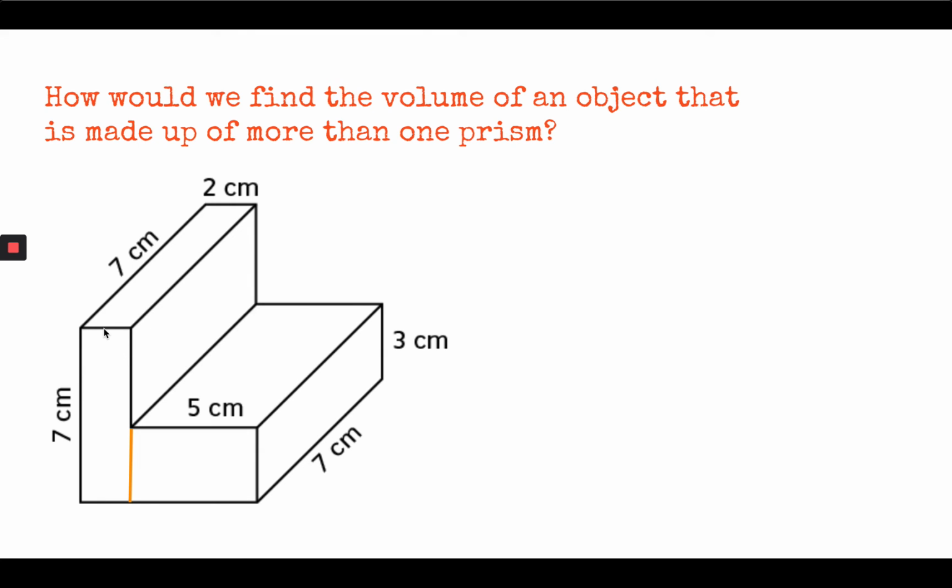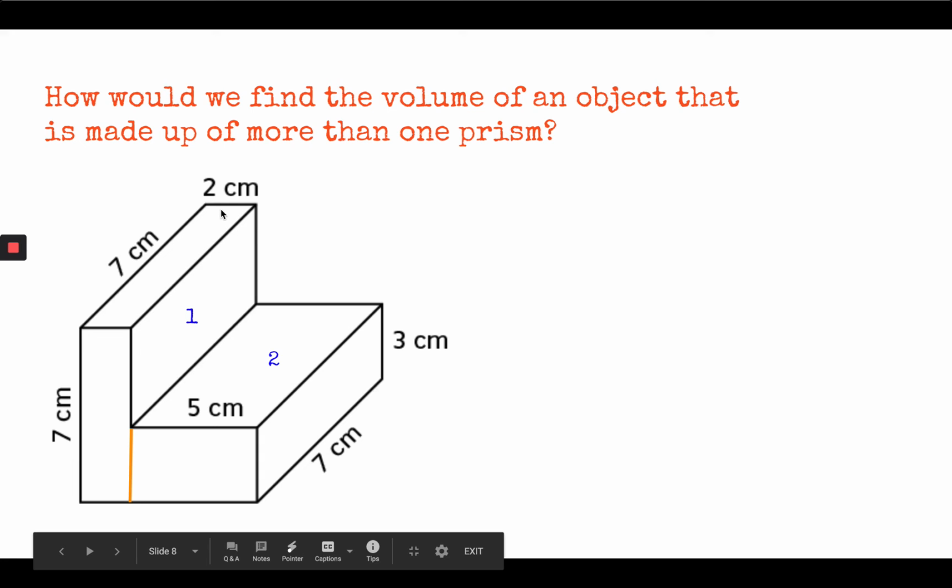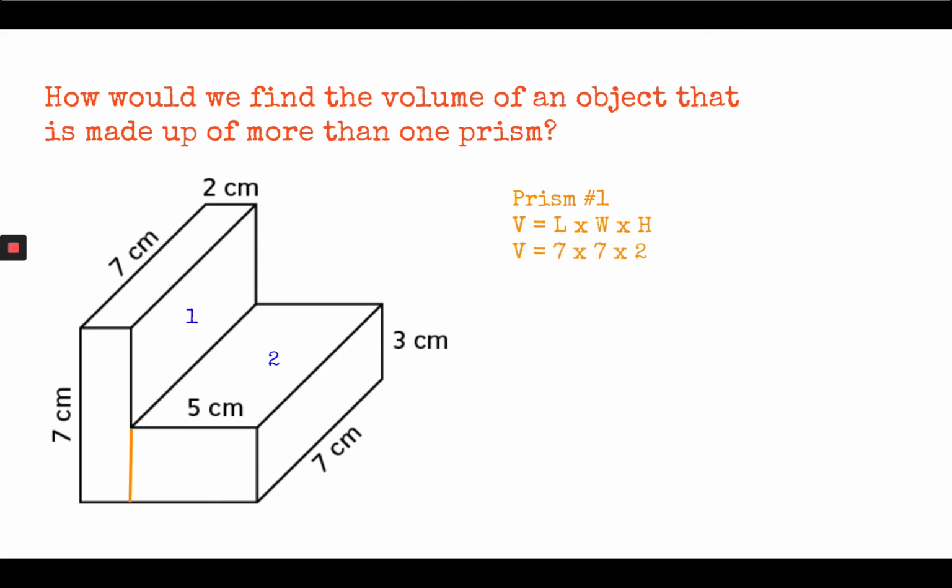Now remember, I have to label these 2 prisms as prism 1 and prism 2. You also could label them as prism A and B, whichever you prefer. But I'm going to find the volume of prism 1 first. So here's prism 1, length times width times height, 7 times 7 times 2. I know that 7 times 7 is 49. 49 times 2 is going to give me 98 centimeters cubed. All right, so we've got that.